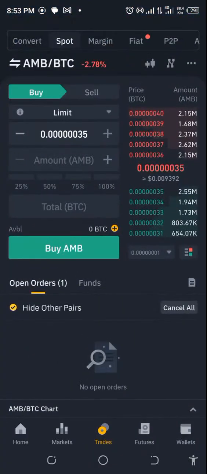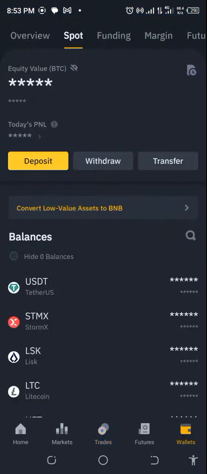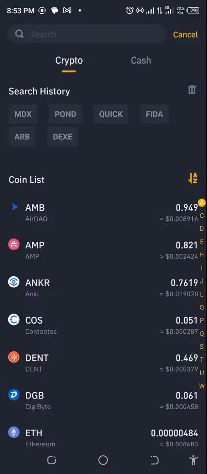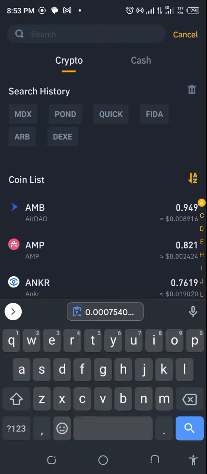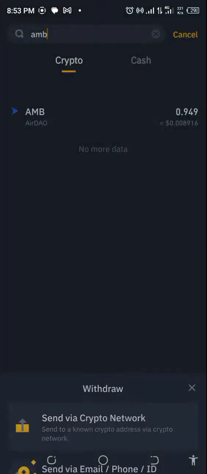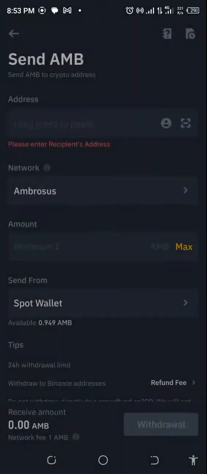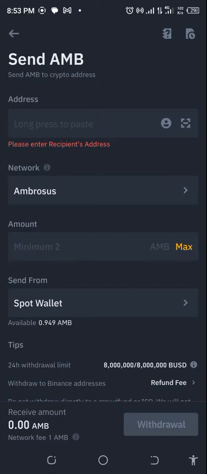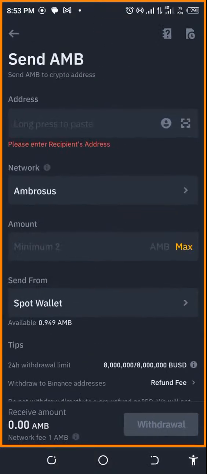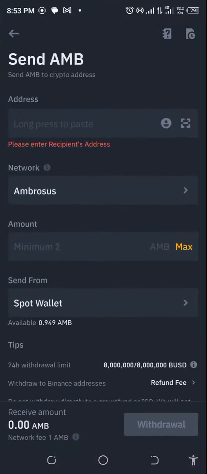I mean, it looks like it's promising. So let's first of all go and check how much we are going to be able to withdraw. So we're going to put that AMB in there, and we'll see. What is the network? Okay, it's Ambrosus, and it's one Ambrosus. Okay, that's one AMB. So one AMB is not that much.